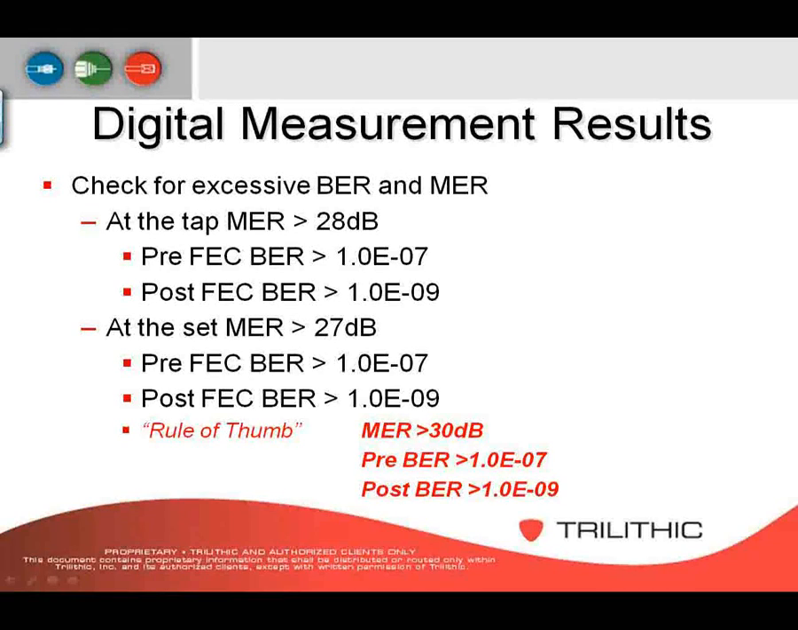A rule of thumb that I like to use is for MER, you want it in the 30s. If you see your MER below 30, you have some work that you need to do. For your pre's, you don't want that to drop below a -0.7. If it starts dropping below there, I know that there's some stuff going on that I need to work on further. For your posts, you always want it to make all of the corrections. That's after the forward error correction has kicked in, you want it to be able to correct any errors. So you always want that at a -0.9 or greater.